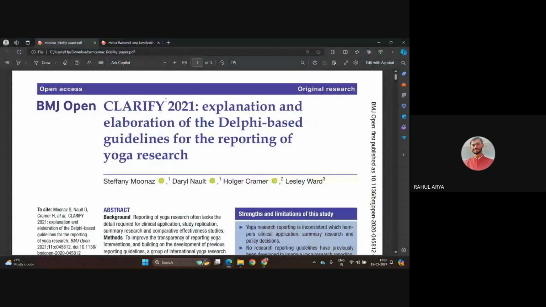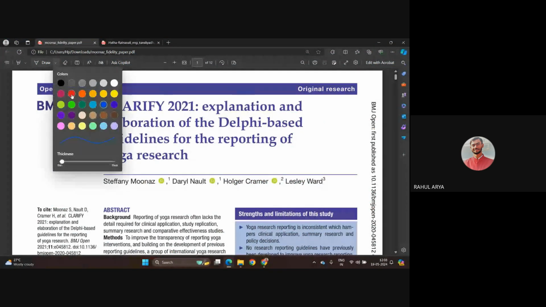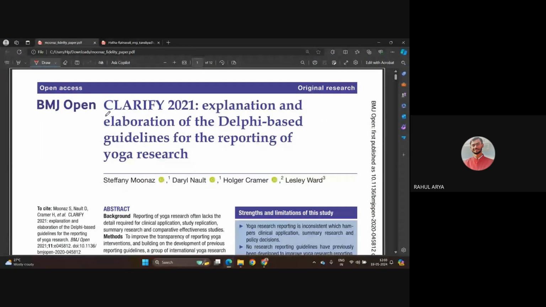So today we are going to start a very important topic. Its name is the Clarify checklist. Clarify. The main author is Monaj. What is the purpose of it?